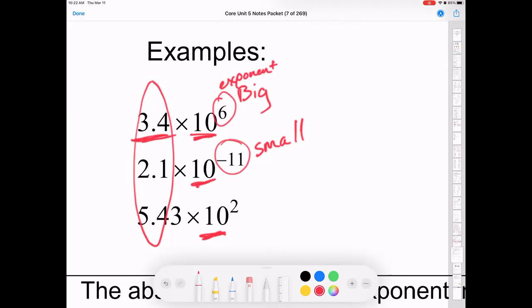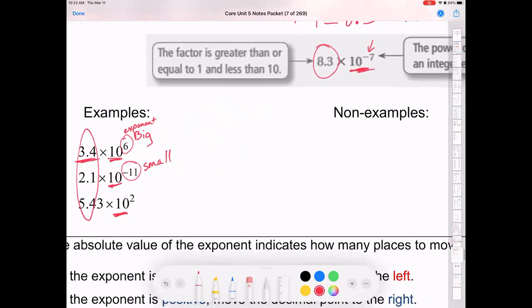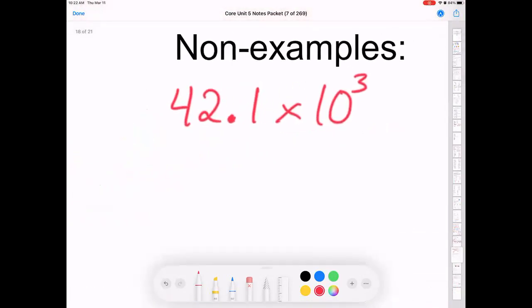Now, some examples of what it would not look like. Imagine if you had 42.1 times 10 raised to the 3rd power, let's just say. Well, the reason why that is not an example is because our value here is not in between 1 and 10, right? 42 is outside of that. Okay. And so as a result, what we would have to do, and we're going to practice this today, is make it in between 1 and 10.